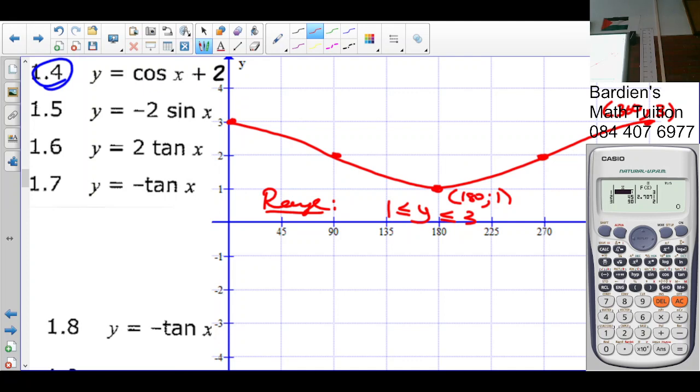What's the amplitude? The neutral is this point here. So from the neutral, or the middle, to the maximum is 1. The amplitude is 1.